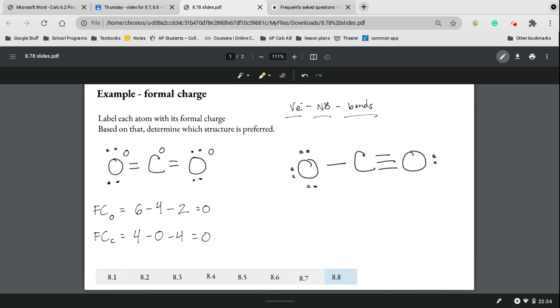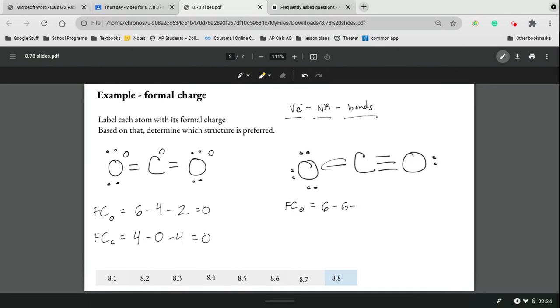just in case. So the formal charge of this first oxygen, 6 valence electrons minus those 1, 2, 3, 4, 5, 6 non-bonding electrons minus 1 bond. 6 minus 6 equals 0, minus 1 equals negative 1. So that oxygen has a formal charge of negative 1. Formal charge of that carbon, we have 4 valence electrons minus 0 non-bonding electrons. 1, 2, 3, 4 bonds. Okay, the formal charge of carbon is going to be 0.